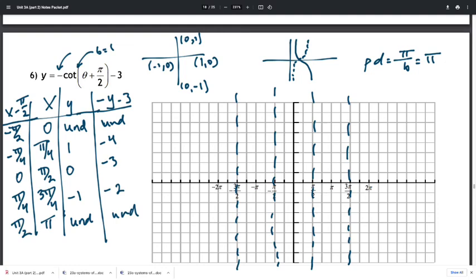Okay, and then at negative pi over 4, we're going to be at negative 4, which is right here. At 0, we're at negative 3. And then at pi over 4, we're at negative 2. So you should be seeing that repeated throughout. So right here will be negative 4, 0, negative 3, negative 2. So there are 2 graphed. I'm going to do one more.